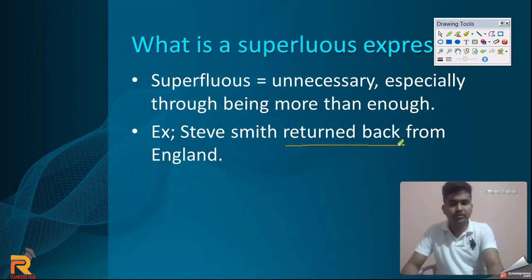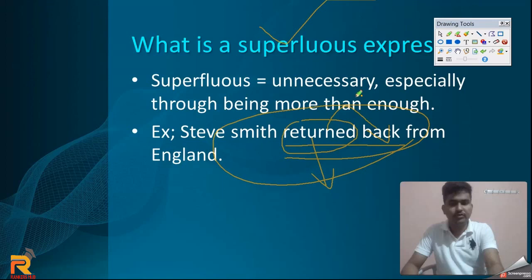Now what do I mean by return back? Guys, the word return itself means to come back. The word return itself has the meaning of back in it. Then unnecessarily you are using the word back with it. If you think about it for a while, you'll definitely understand that the usage of back along with return is 200% not necessary. You can definitely say Steve Smith returned from England. That's it. Return means he came back from England, right? So you never use back with return. Such expressions are known as superfluous expressions.